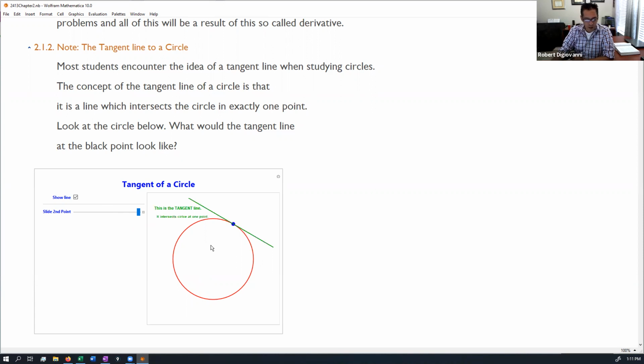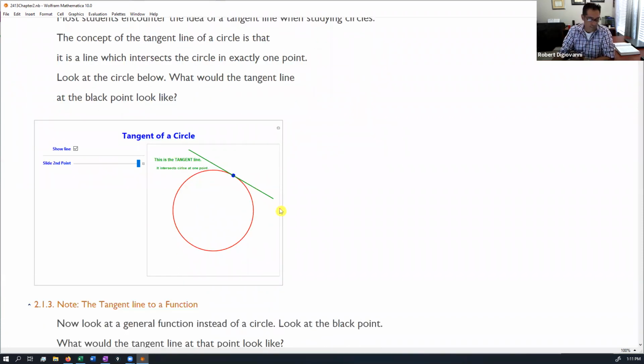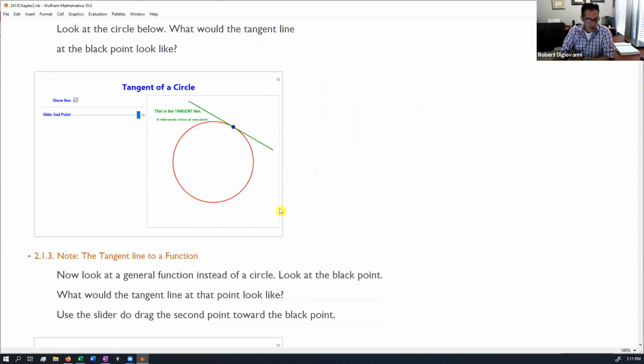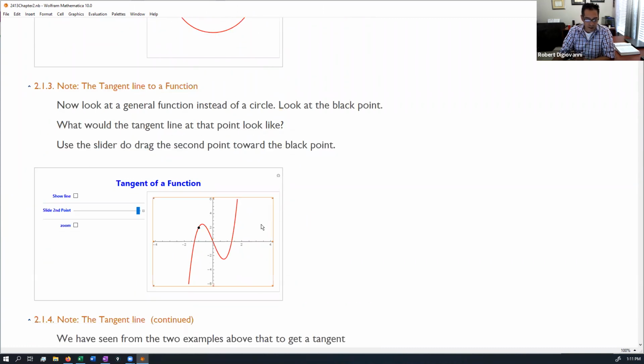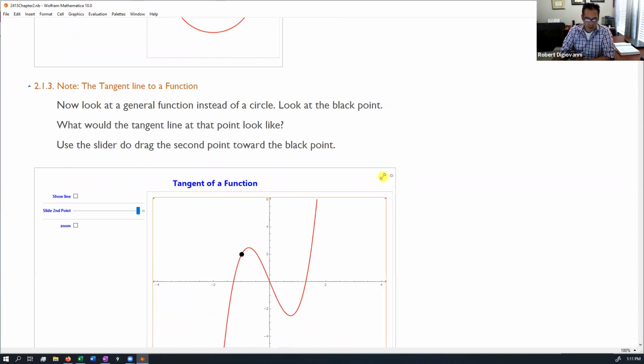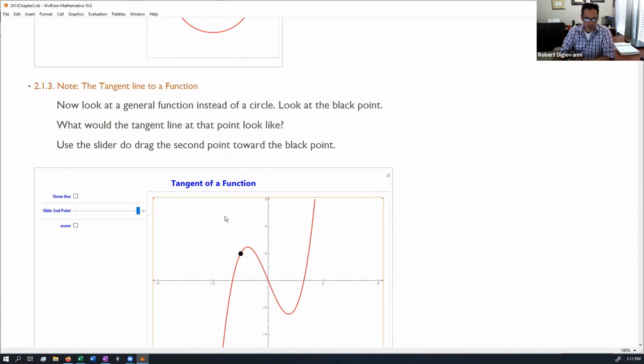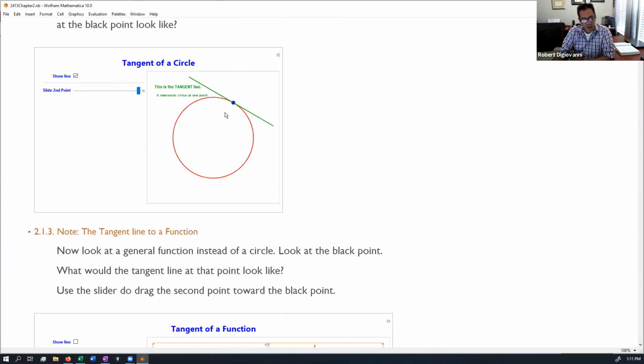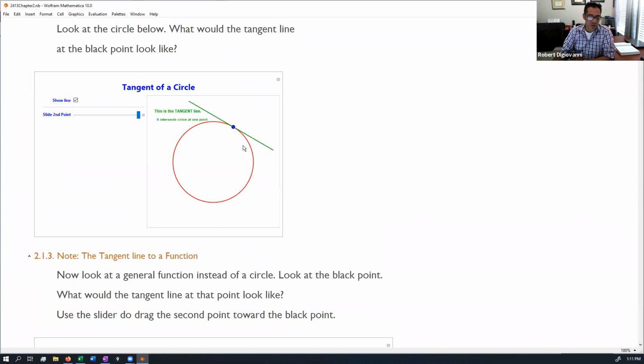It just barely touches the circle at one point and kind of balances on the circle, right? So again, most of you have seen that idea before. Now, when we talk about the tangent line to a function instead of a circle, we have to be careful because the definition is a little bit different. One way you could define a tangent line to a circle is to say it's a line that hits the circle at only one point.